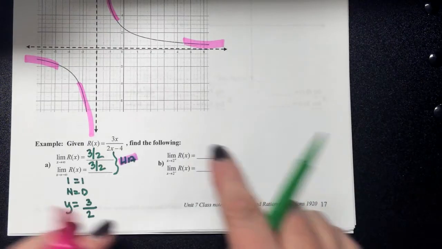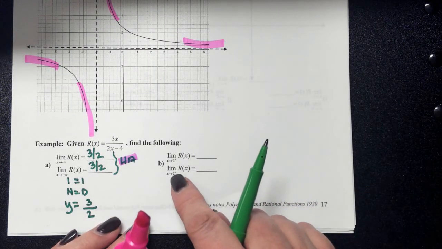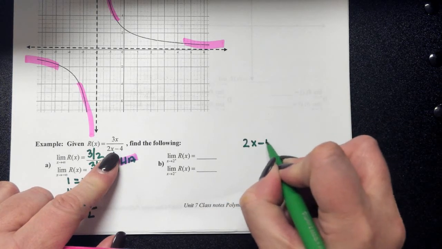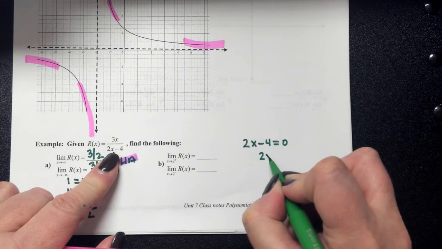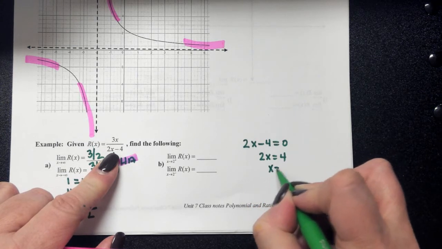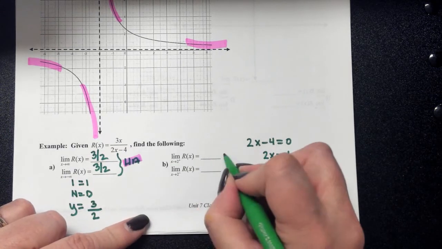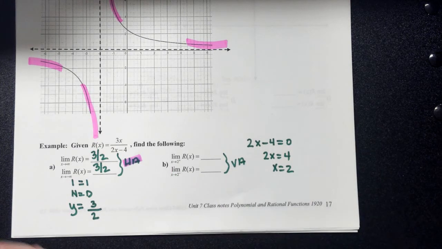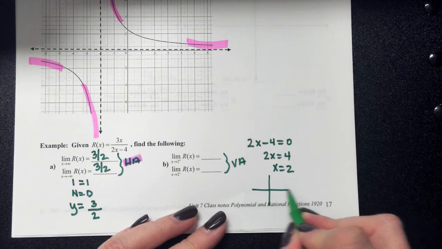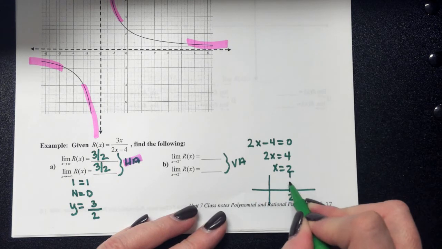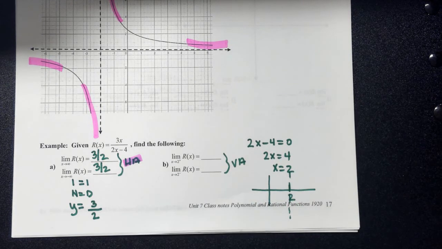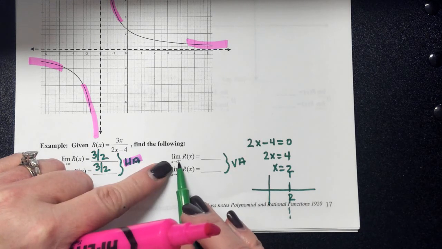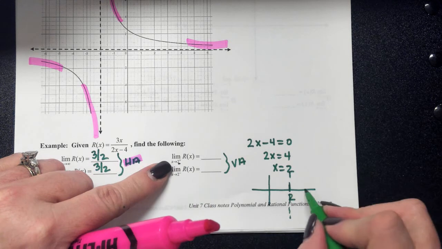So lastly, the limit as x approaches 2 from the right and 2 from the left. If you take a look at this denominator and you set it equal to 0, you have a vertical asymptote at x equals 2. So to figure out what's happening around x equals 2, whether the graph is approaching positive or negative infinity, we need to know what's happening on the right-hand side of 2.